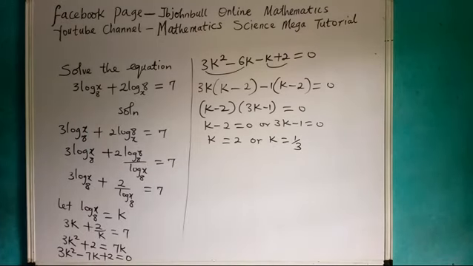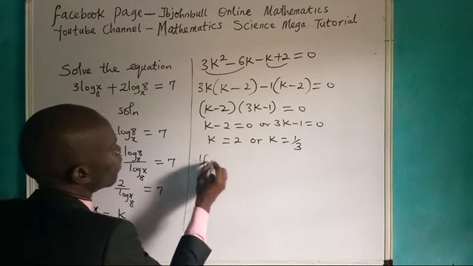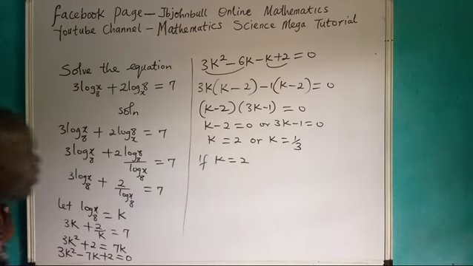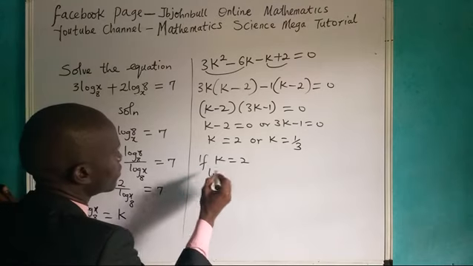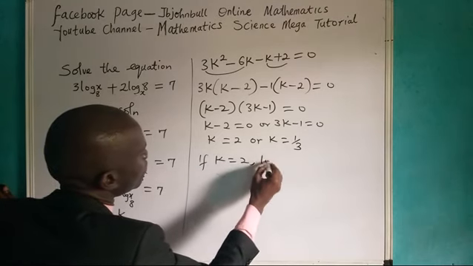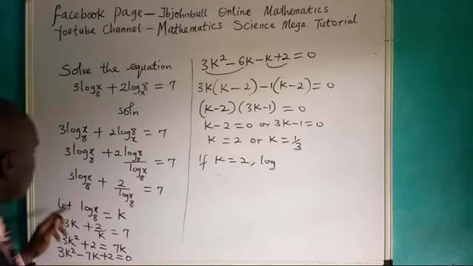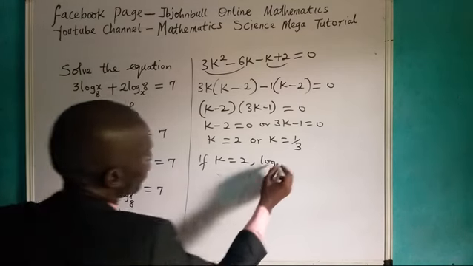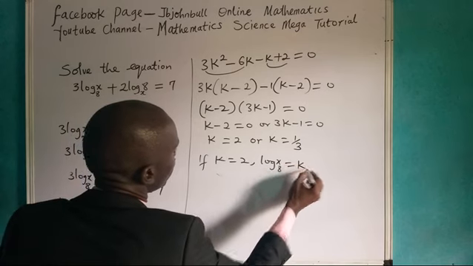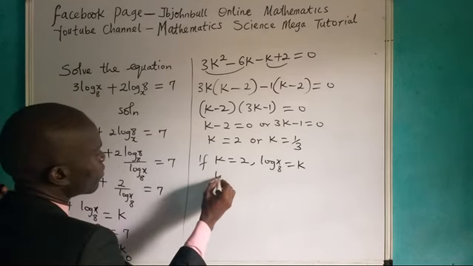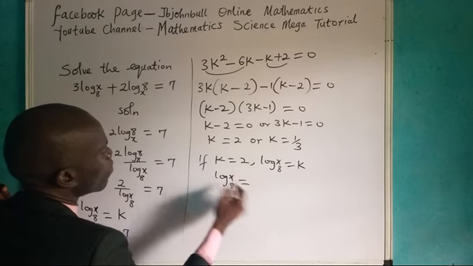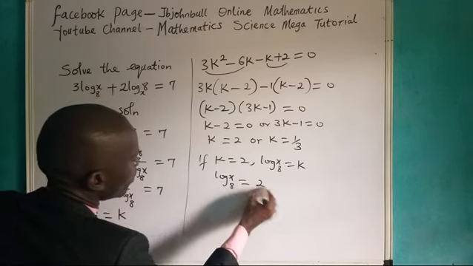Now we have two values for k. But remember, we are not looking for k, because there is no k in the equation. We have x in the equation, therefore we need to solve further. Okay, I will now say that if k is equal to, remember we said log x base 8 is equal to k. Therefore, log x base 8 equals, k is already 2, I will have here as 2.